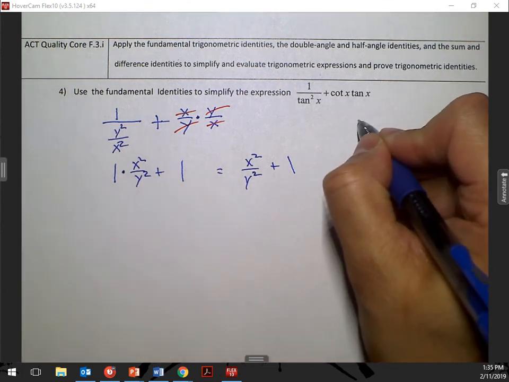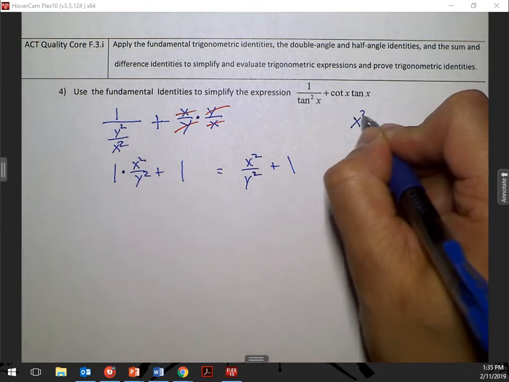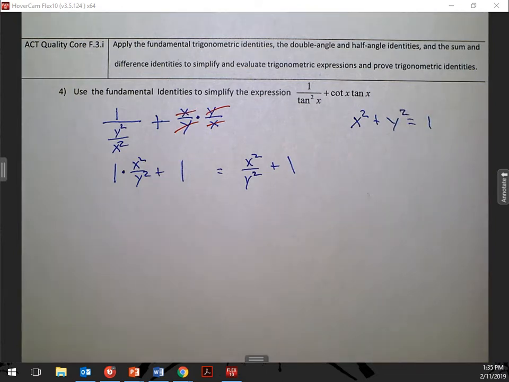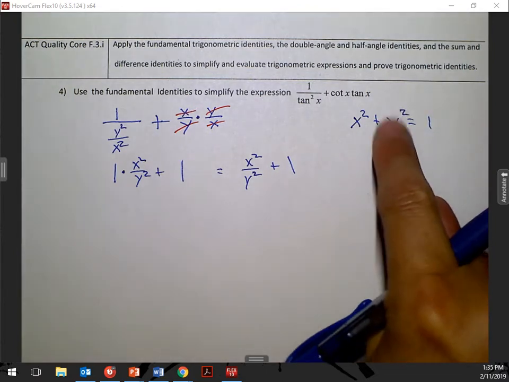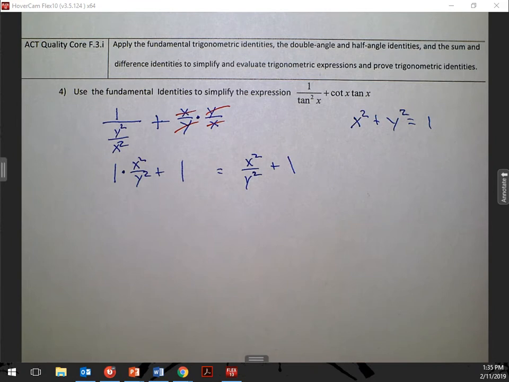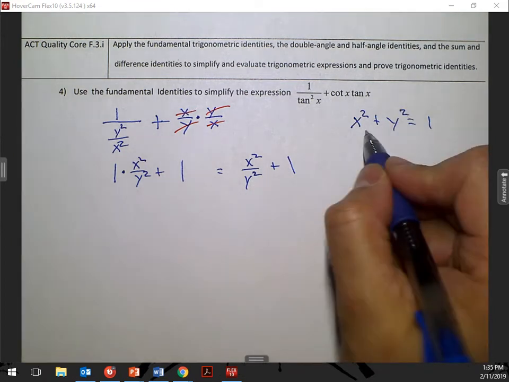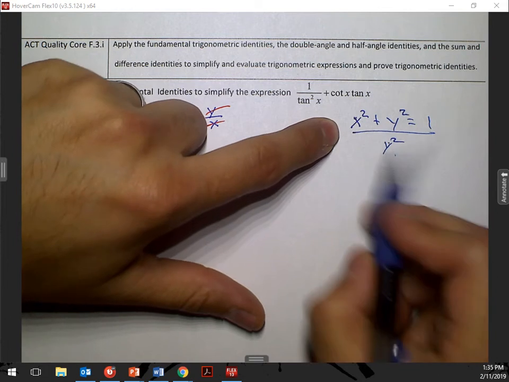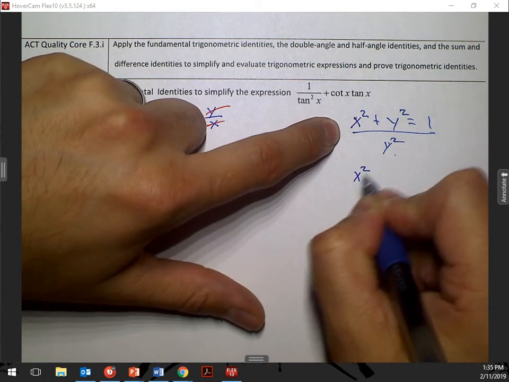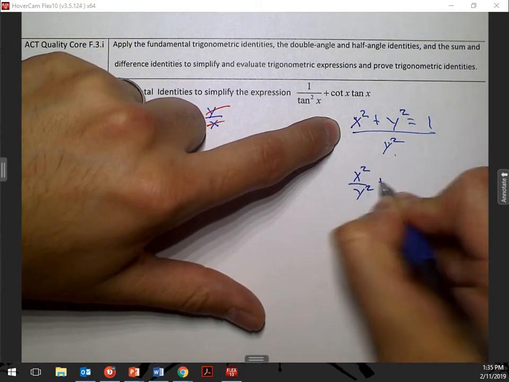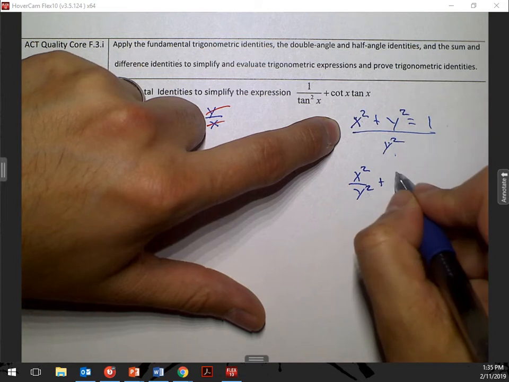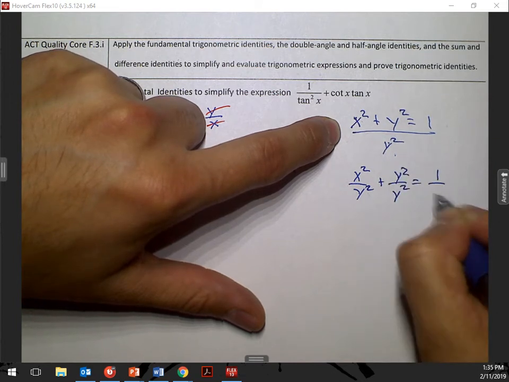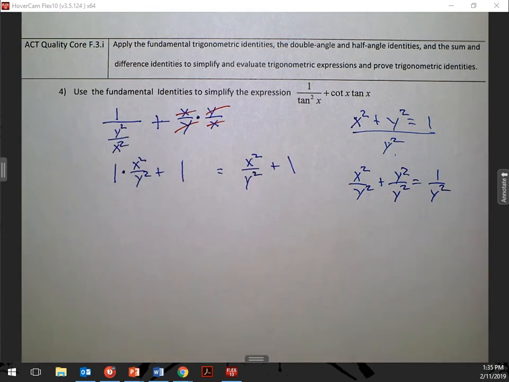I'm going to start off with my Pythagorean identity, which is x squared plus y squared equals 1, right? Now I want to make this identity into this. So I divide everything by what? Y squared. So divide each thing by y squared. So x squared over y squared plus, what's y squared divided by y squared? Yep, it's going to be 1 equals 1 over y squared, right?